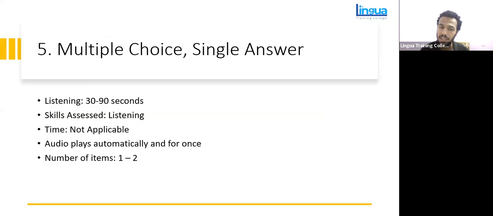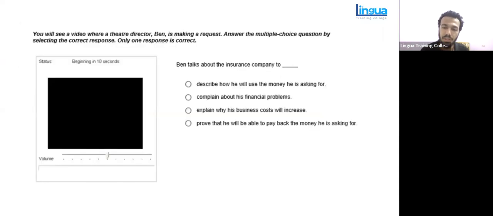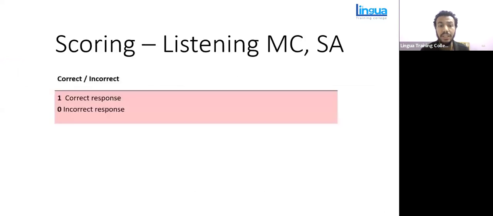Multiple choice, single answer. Again, one of the questions that it is easy to get a correct answer for. You read the question, and while you're watching the video, try to omit some options, and you choose the correct one. If you get it correctly, you take a point. If you miss, you don't lose a point from your scoring. You just don't take the point and score 0.